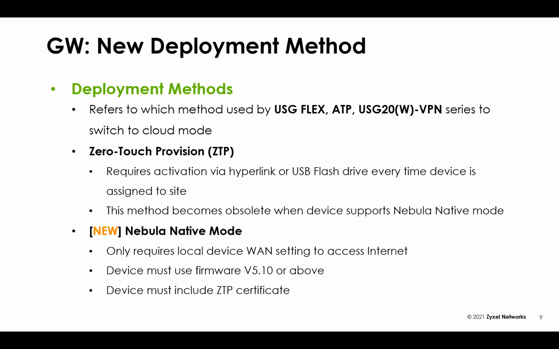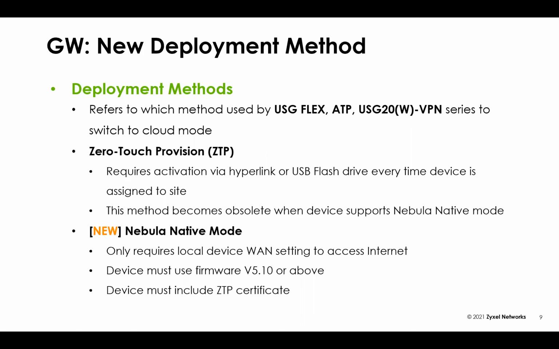However, we do have a new option called Nebula Native Mode. With Nebula Native Mode, this is a new way to deploy your ATP. This is very similar to our Flex series switches and access points. With those particular devices, you don't have to go through the whole ZTP process. All it requires is for you to put the serial number and the MAC address in Nebula, and it'll automatically communicate with that device. Now, there is actually a caveat with this new method, and it requires that you have a ZTP certificate. So older devices, if you have an older ATP, you're not going to have the ZTP certificate.